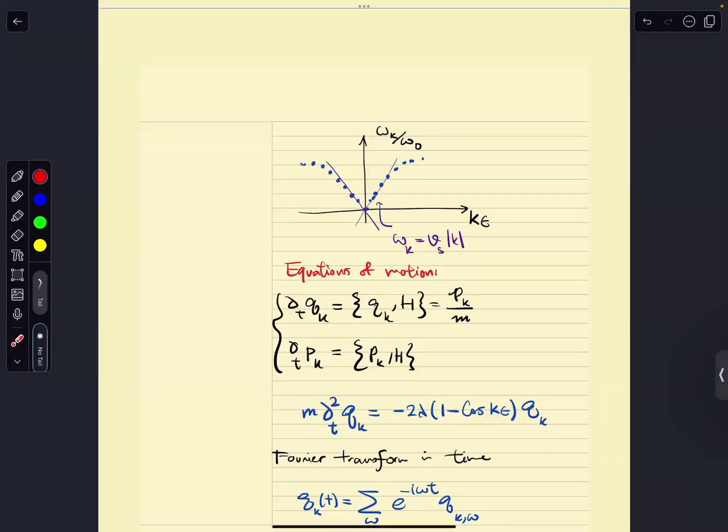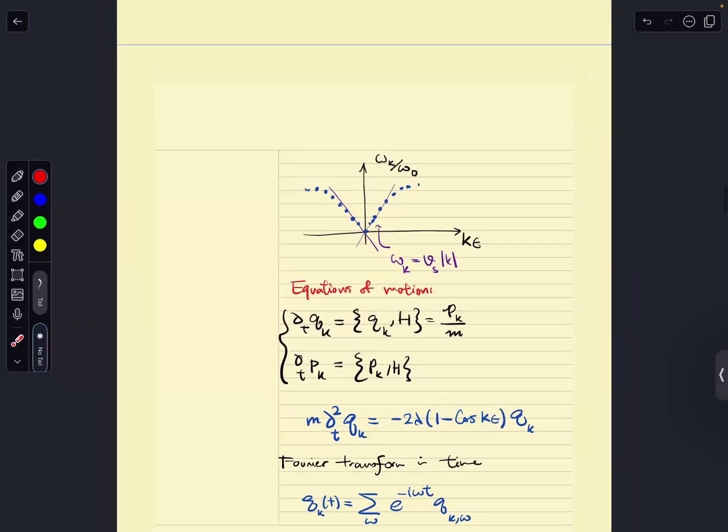Let's work out the equations of motion. These are the Hamilton-Jacobi equations of motion. The time derivative of Q_k is the Poisson bracket of Q_k and H, which is P_k over m, and the time derivative of P_k is just this. Does everyone know what the Hamilton-Jacobi equations are? Hopefully you recall them from classical physics. If not, read the Wikipedia page on it, or go back to your undergraduate classical mechanics textbooks. These are the dynamical equations of motion.